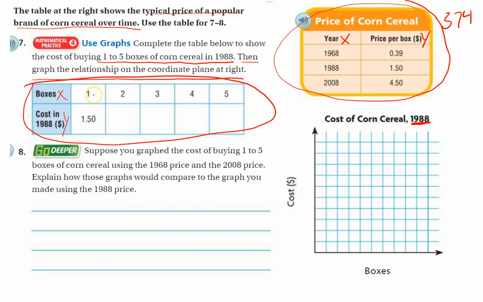So boxes to cost. So 1 box would cost $1.50. So 1 box on my number line. And let's see, how do I want to raise the cost of the cereal? Let's think here for a second. Do I want to count by ones? Or do I want to count by 50 cents? Let's see what happens when we count by 50 cents. So this will be 1 box, 2 box, 3 box, 4 box, 5 box.